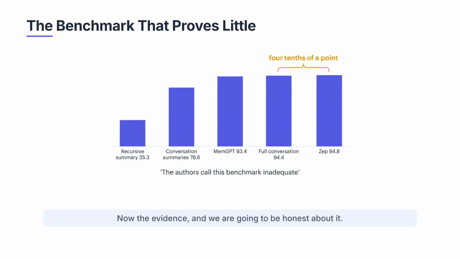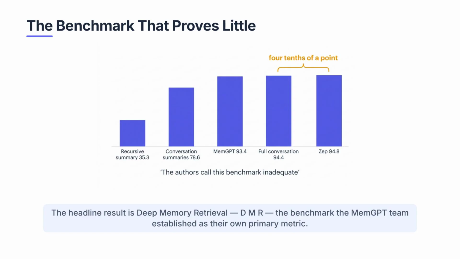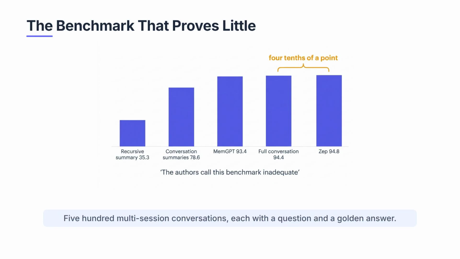Now the evidence, and we are going to be honest about it. The headline result is deep memory retrieval, DMR, the benchmark the MemGPT team established as their own primary metric. 500 multi-session conversations, each with a question and a golden answer. Zep scores 94.8%. MemGPT scores 93.4%. Zep wins, the abstract says so, and most write-ups about this paper stop right there.